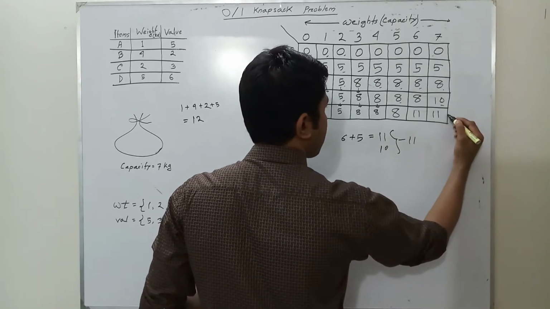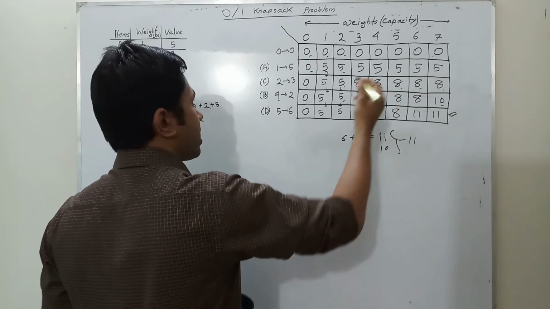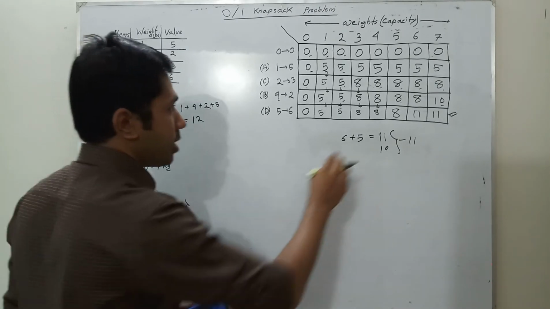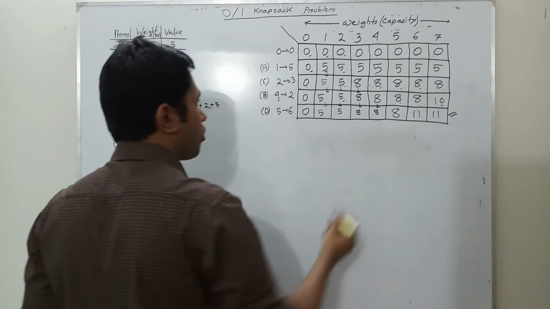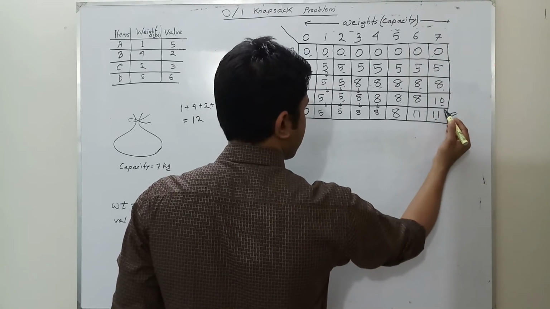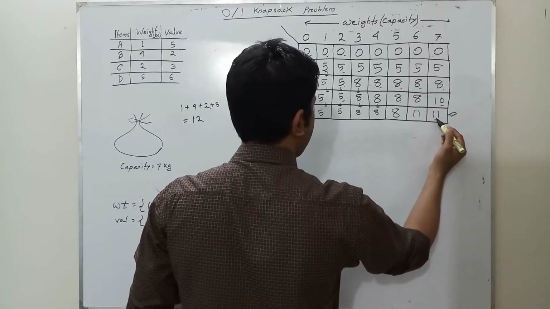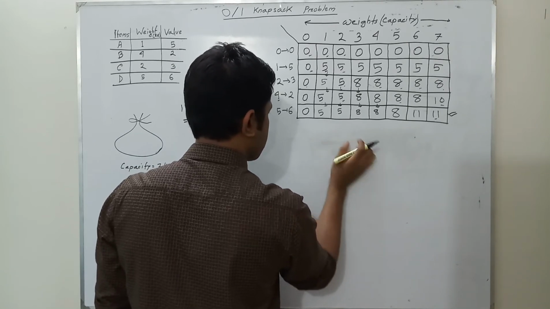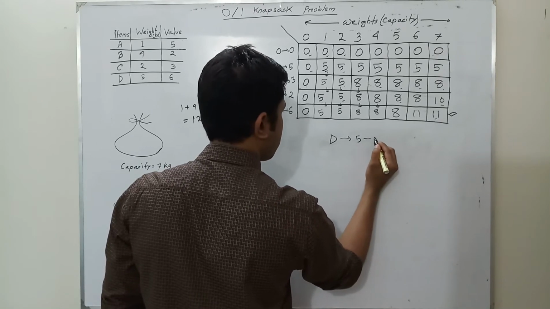And this is our final answer, that using the capacity of the knapsack and using all these items, the maximum obtainable value will be 11. So which items we will use to obtain the maximum value? Here 11 doesn't come from the upper row, so I have used the item D, weight 5 and the value 6.